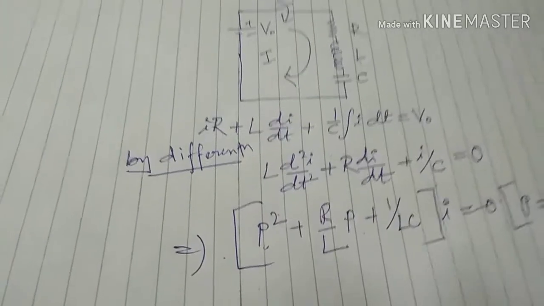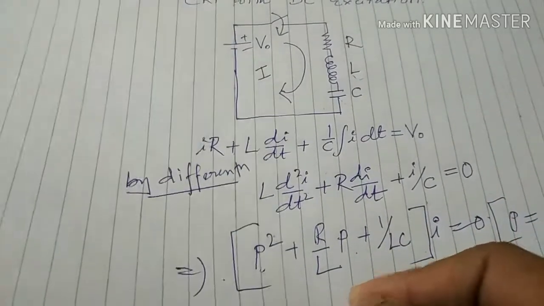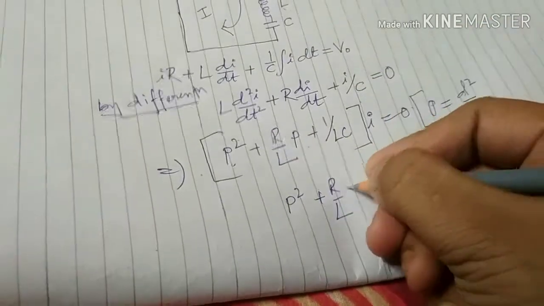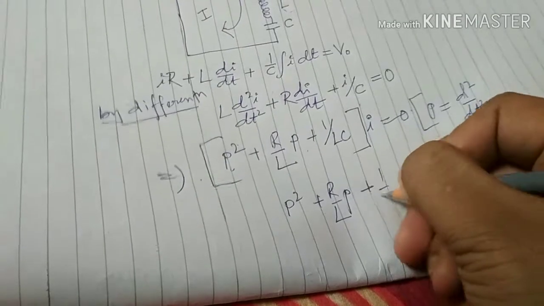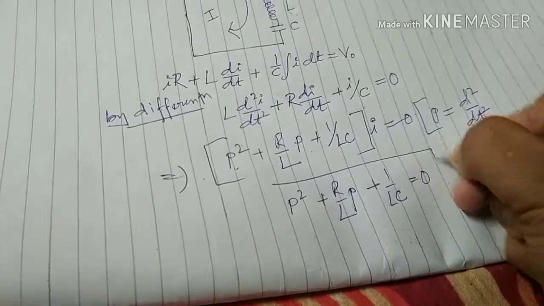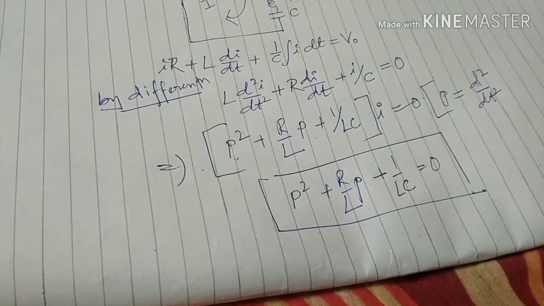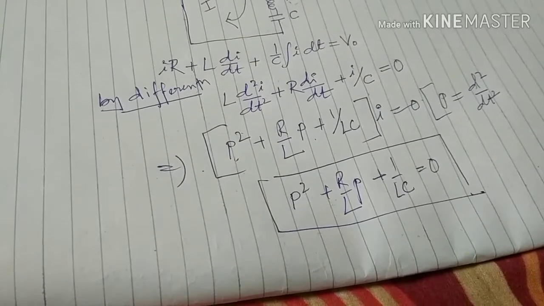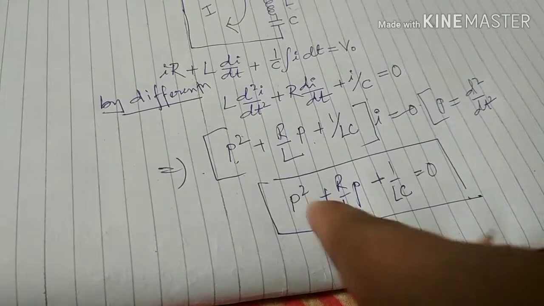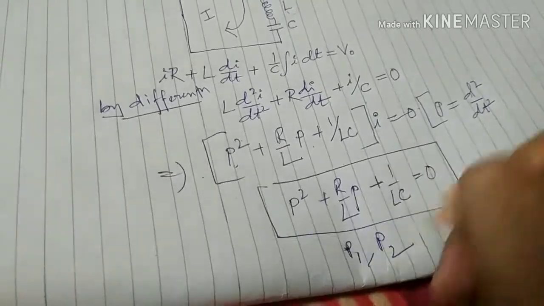Now from this equation we get P square plus R by L P plus 1 by LC equal to 0. So this is a quadratic equation, so it has two roots. Now calculate the characteristic equation and find the roots that are called P1 and P2.